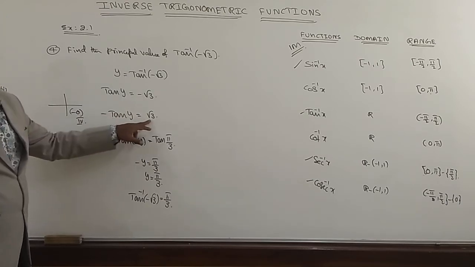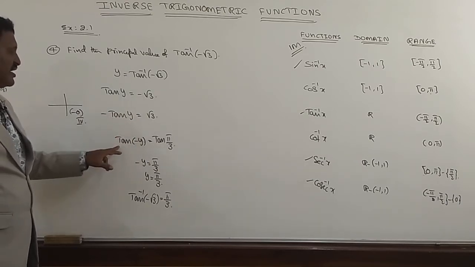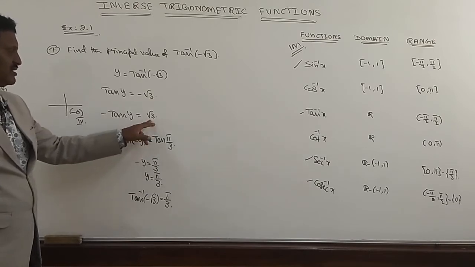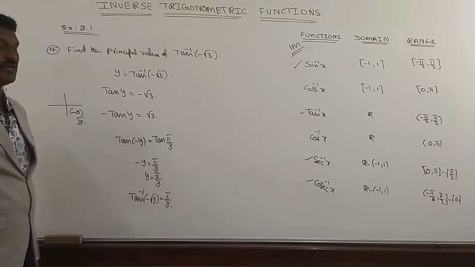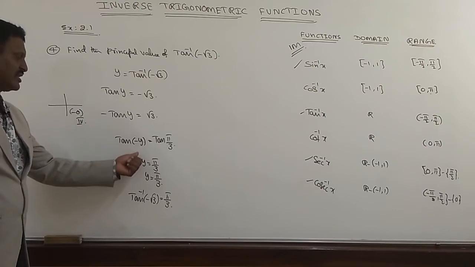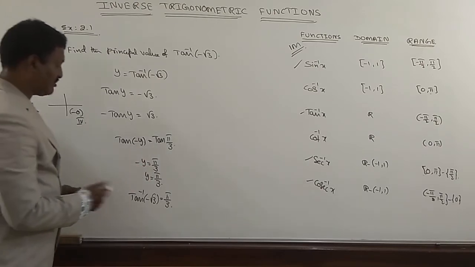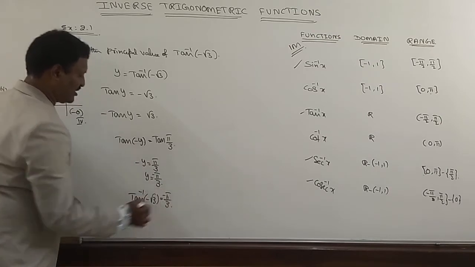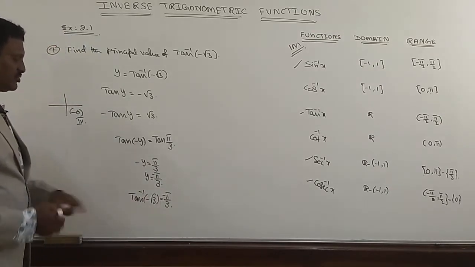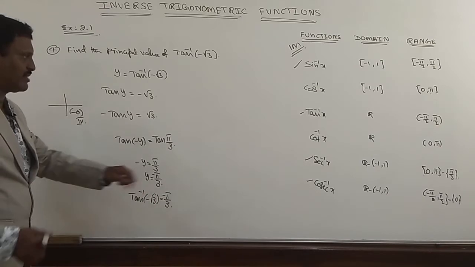Minus tan y is equal to root 3. So minus tan y we can write as tan of minus y, that is equal to root 3, which we can write as tan pi by 3. Now remove the tan on both sides. Minus y is equal to pi by 3. So y is equal to minus pi by 3. So tan inverse of minus root 3, you will get minus pi by 3.